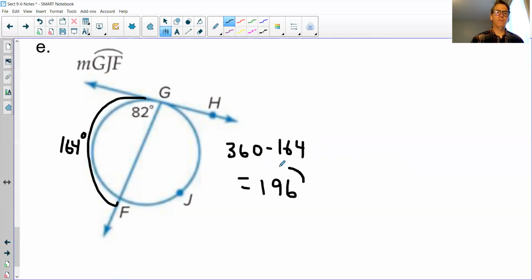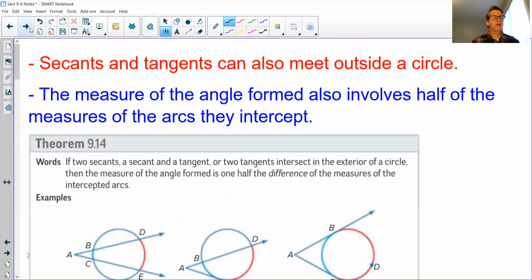So keep a lookout for these types of problems on the upcoming work. Theorem 9-13. Not too tough. Let's go on to the next page.